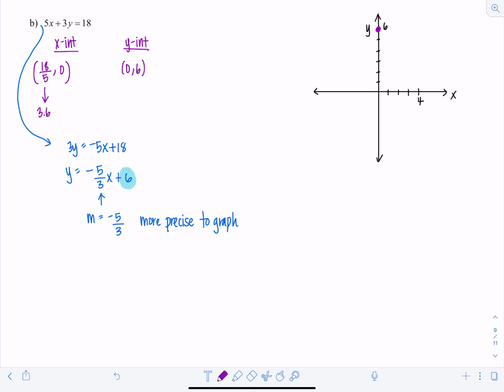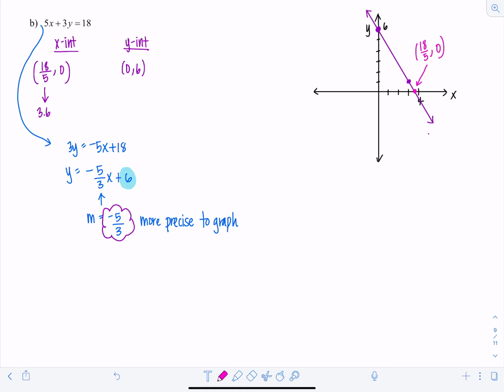Now you could plot 3.6. Just because I'm in a perfectionist mood, I'm going to go down 5 and over 3. So go down 5 over 3. You're right here. Rise over run. And then, lo and behold, my goodness, we couldn't have done better if we tried. You see this point right here? There's our x-intercept. That's 3.6, isn't it? That's 18/5, comma 0. Voila, I love it. I hope you do too.